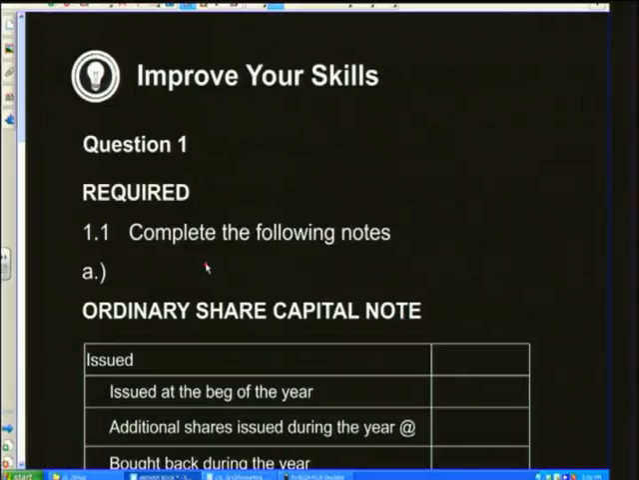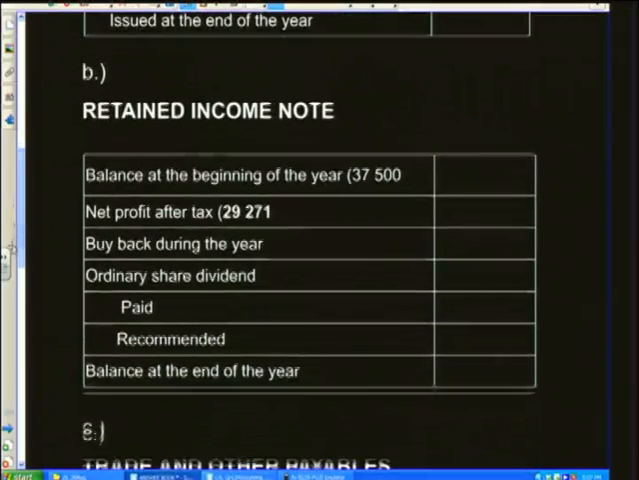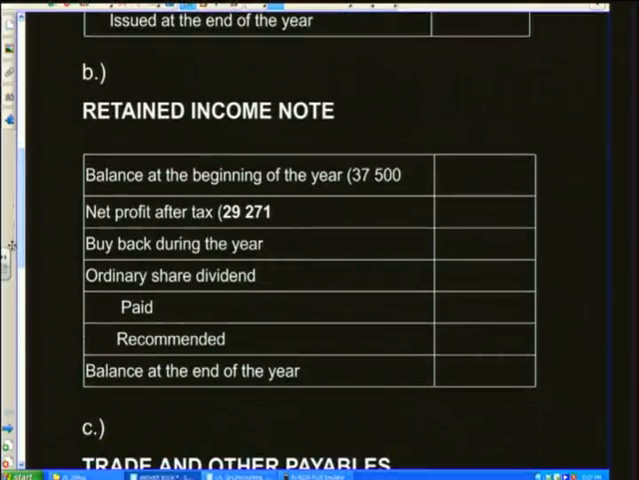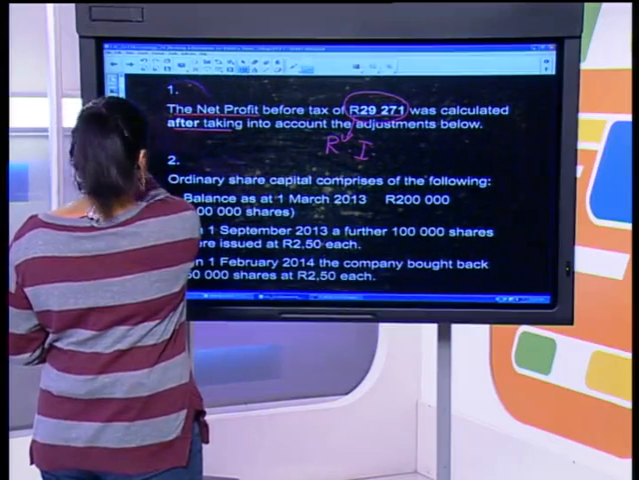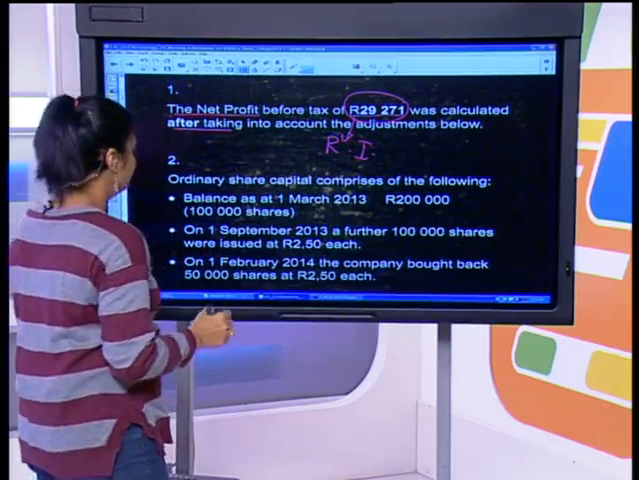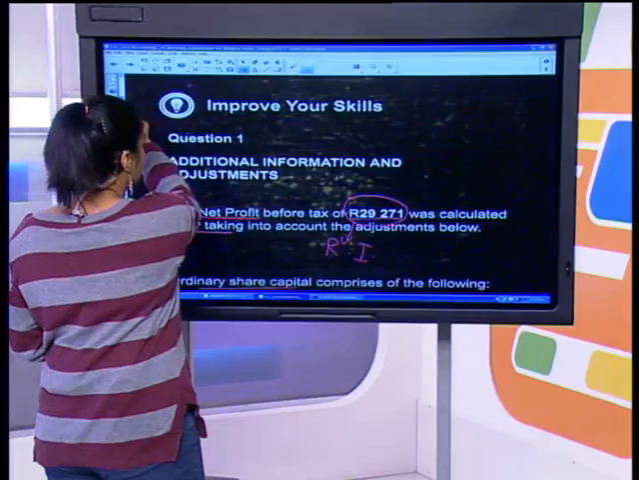So in my answer sheet, let's quickly find our retained income note. There we go. So our net profit, remember, we're obviously looking at net profit after tax, but they're giving us net profit before tax. So in brackets, I've already brought down the 29,271. Let's now move on to our next adjustment. Right, our second adjustment, ordinary share capital, comprises of the following. So we can now complete our ordinary share capital note.